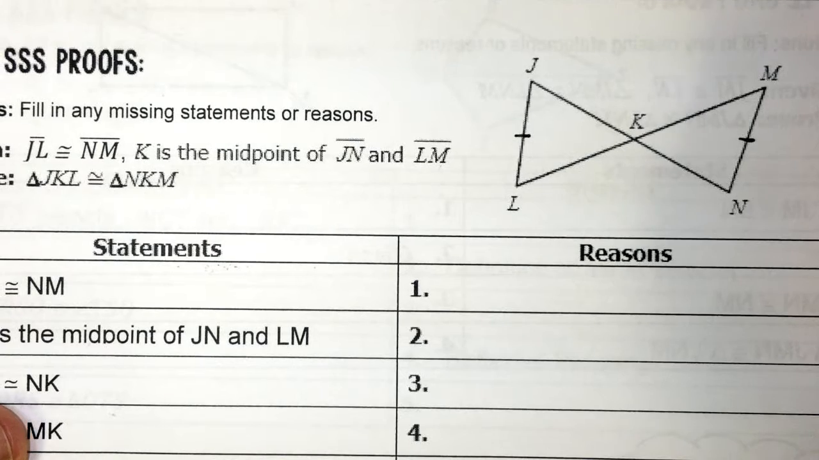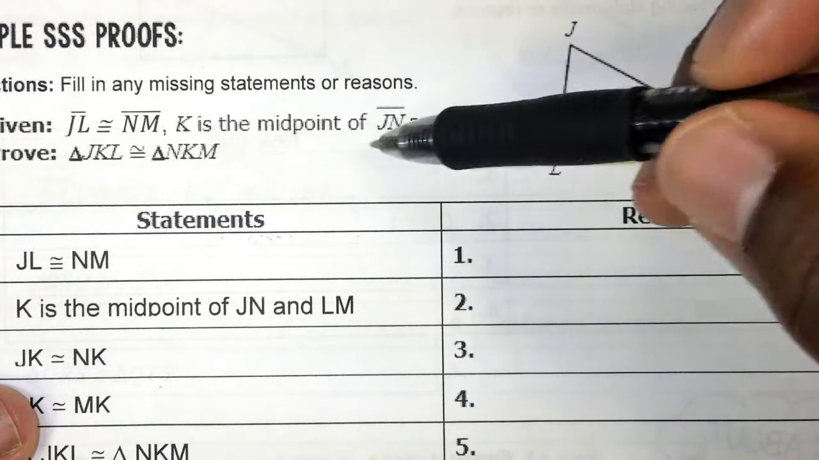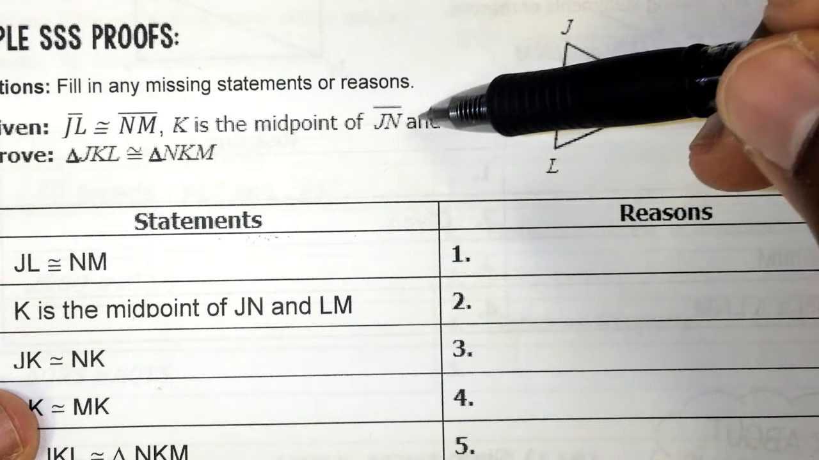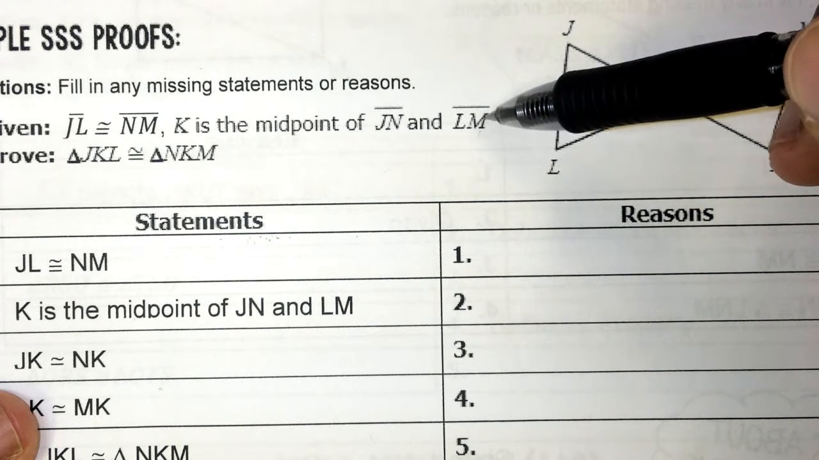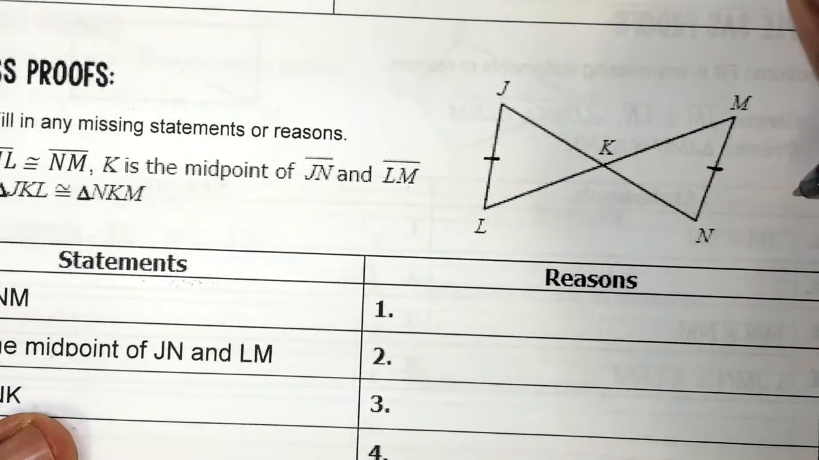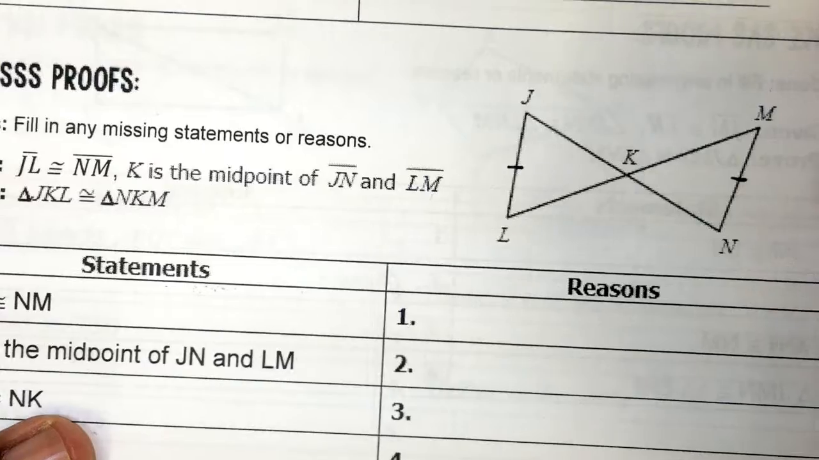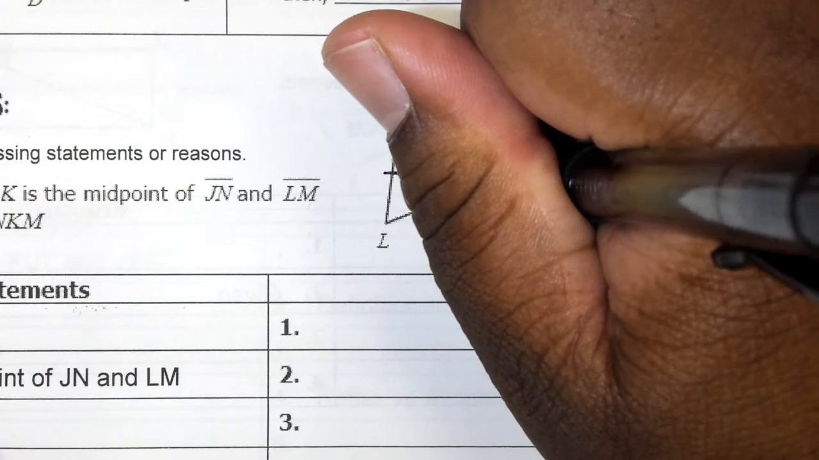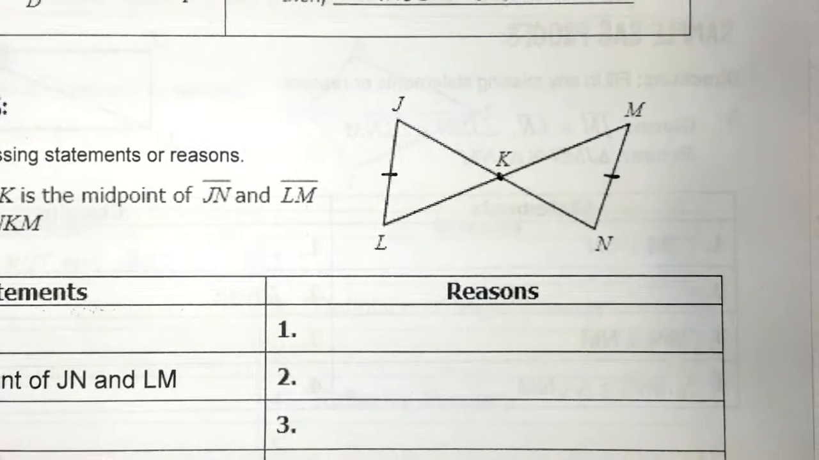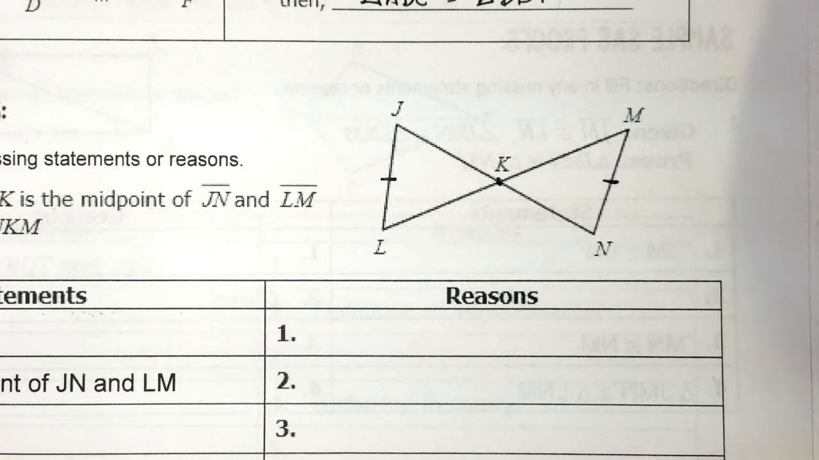Then after that, the next piece of given information, it says K is the midpoint of JN, that side, and the midpoint of side LM. I want to indicate that on my proof. So they told me K is a midpoint, and then they say it's a midpoint of side JN. Let's talk about that first. If K is the midpoint of JN, what should I know about that segment JN? Go ahead.